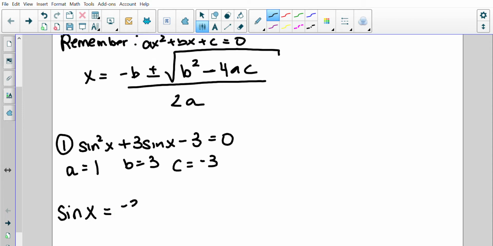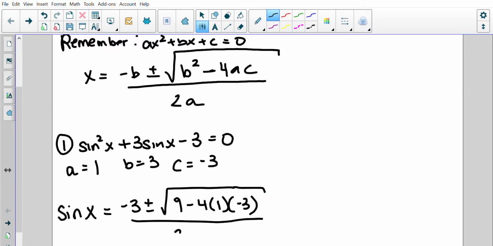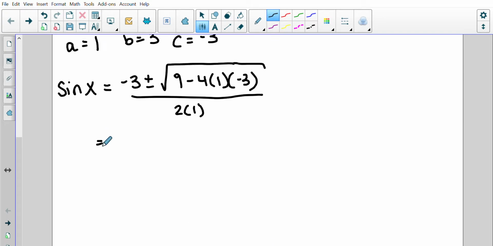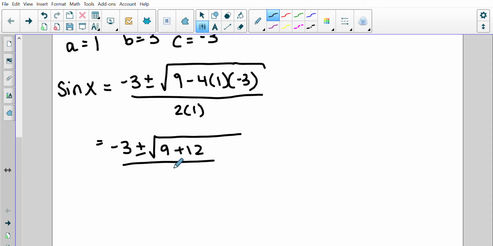So it'll be negative 3 plus or minus the square root of 9 minus 4 times 1 times negative 3, all divided by 2 times 1. So we solve that out first. You get negative 3 plus or minus the square root of, it turns into 9 plus 12 because of that double negative there, all over 2, which is negative 3 plus or minus the square root of 21 over 2. Okay, and so remember, what we're actually dealing with here are two different equations.